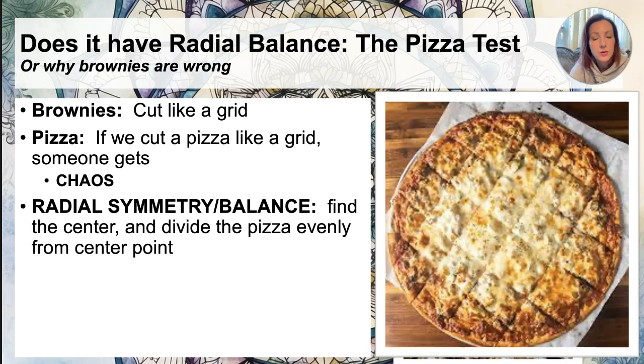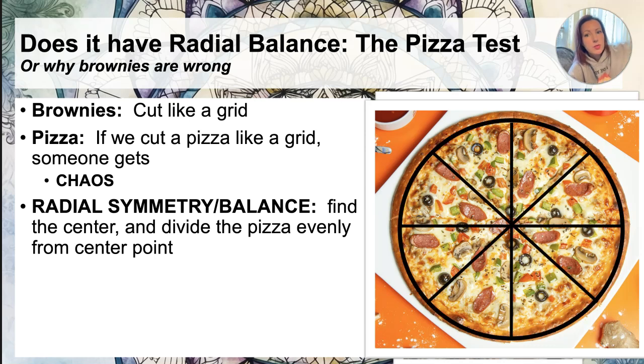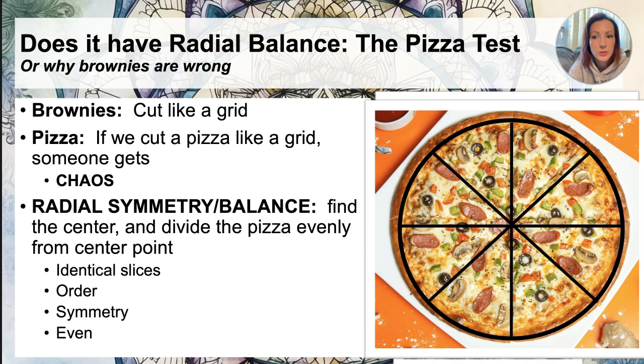So, to figure out whether something has radial balance, you want to find the center point, and from that center point, divide your pizza or your shape evenly. When you do this, if it has radial balance, you'll have identical slices. There's going to be order, symmetry, and everything will be even. So when you're finding something that has radial balance, it comes from the center. So circular shapes, anything where all the pieces come from the center and are even, organized, that's radial balance.